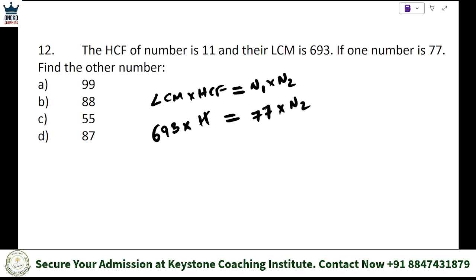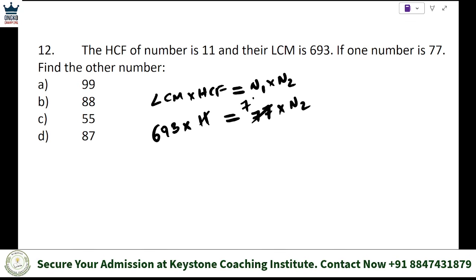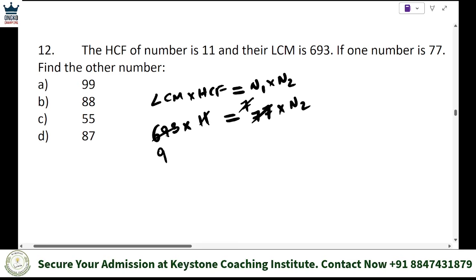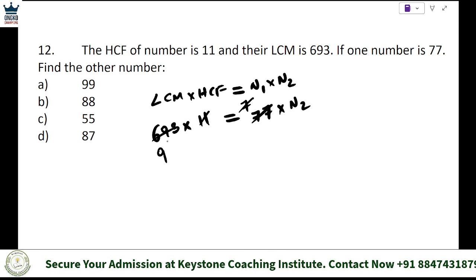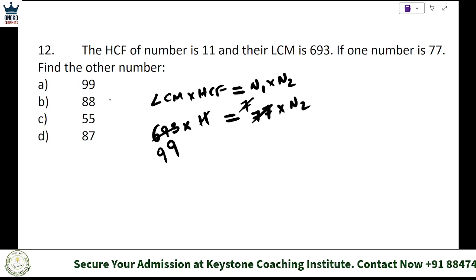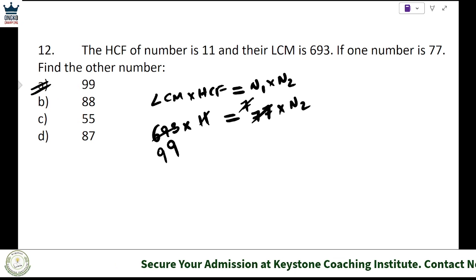So 11 times 1 is 11, 11 times 7 is 77. And 7 times 9 is 63. So 693 divided by 77 gives 9 times. So the answer is A.